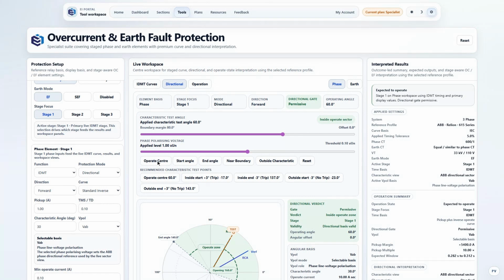Now flip the element to reverse. The whole sector rotates 180 degrees, center to 240. The same test phaser is now outside, directionally blocked. That flip is the entire point of 67.